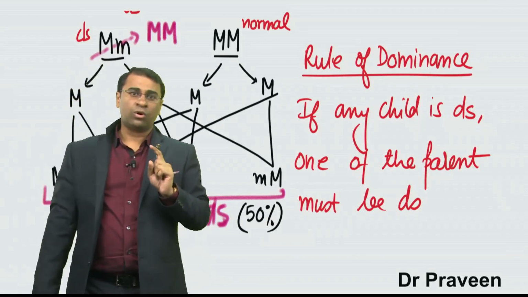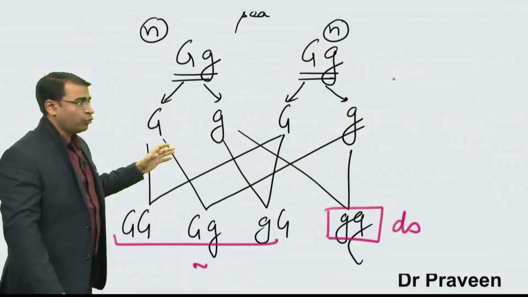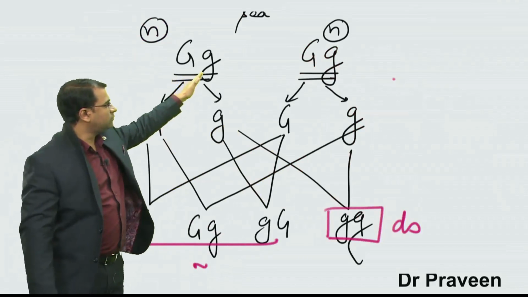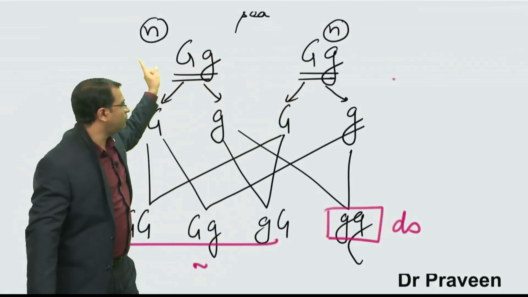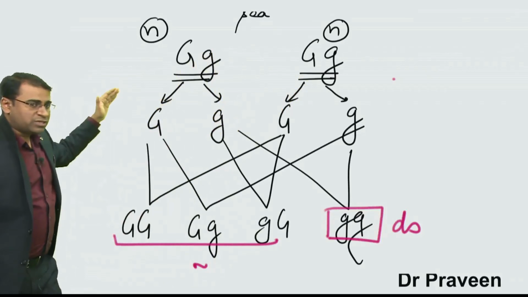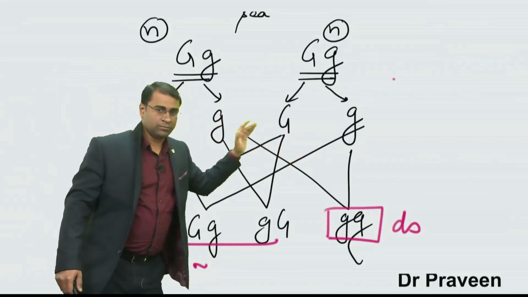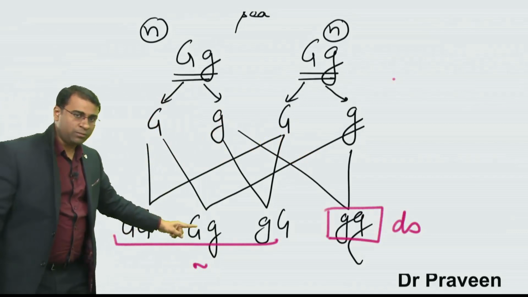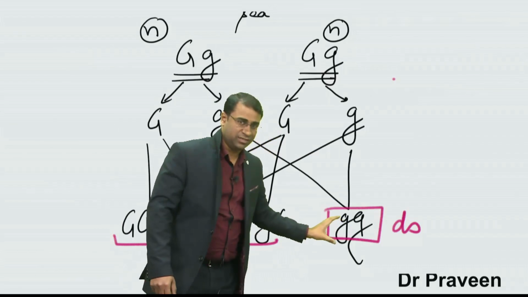Well, does this rule of dominance play in recessive? No. See how. Here is an example of Gaucher's, where capital G is the normal allele and small g is the mutated allele. Both of these parents are normal because it's a heterozygous condition. Now when you separate the alleles according to Mendel's law, capital, small, capital, small, look what happens to the progeny: capital capital, capital small, and this is small small, which is a diseased condition.